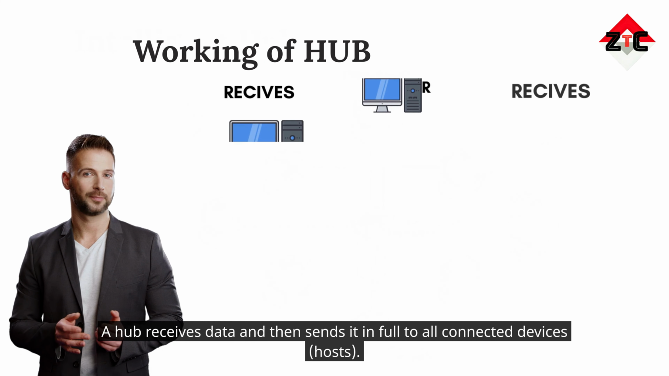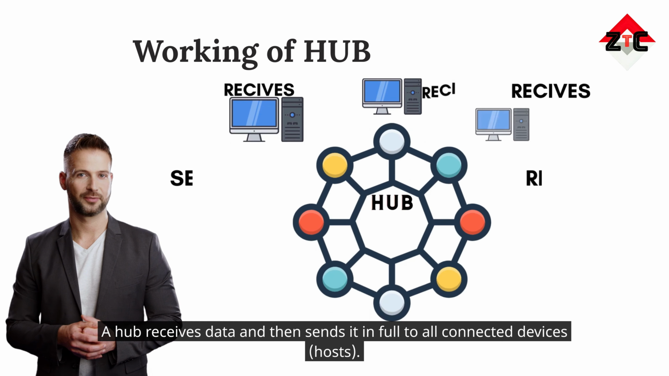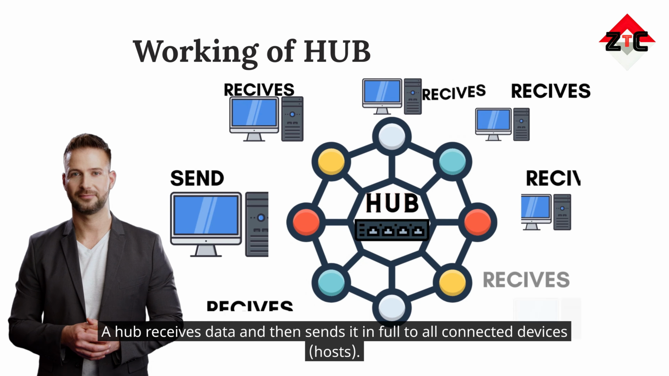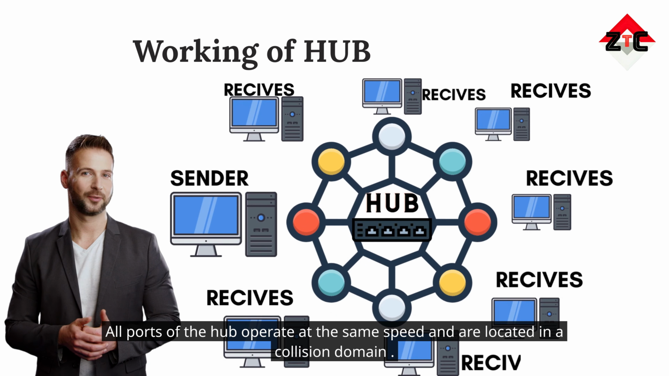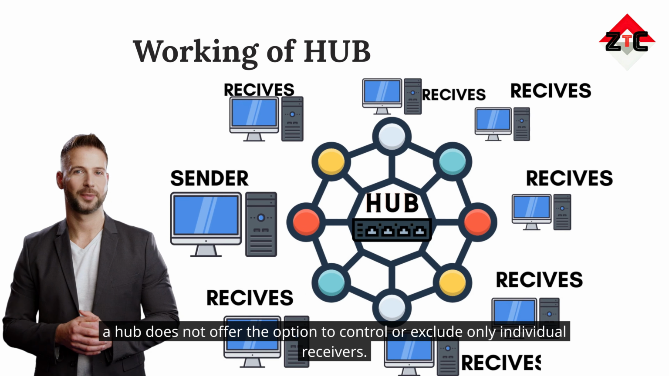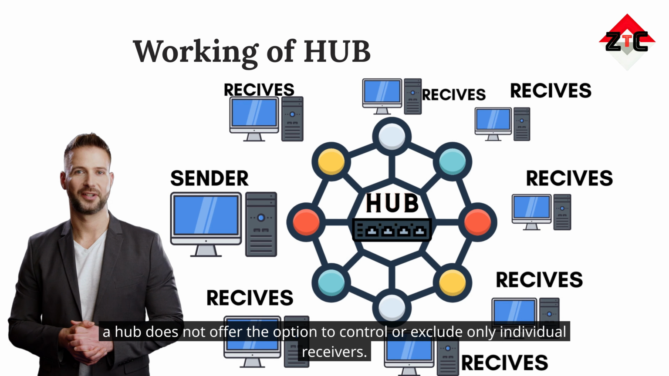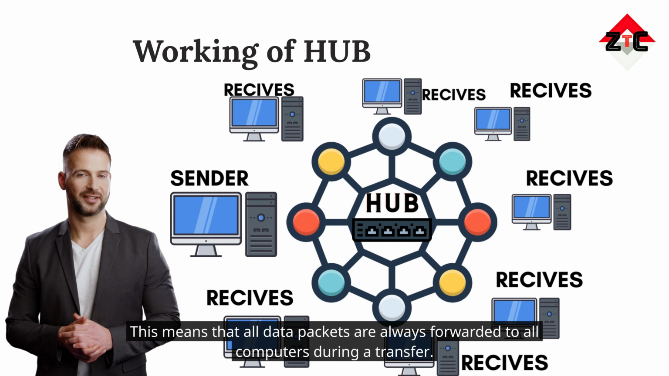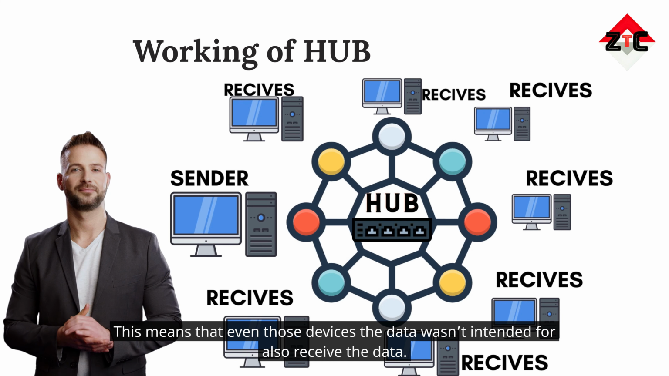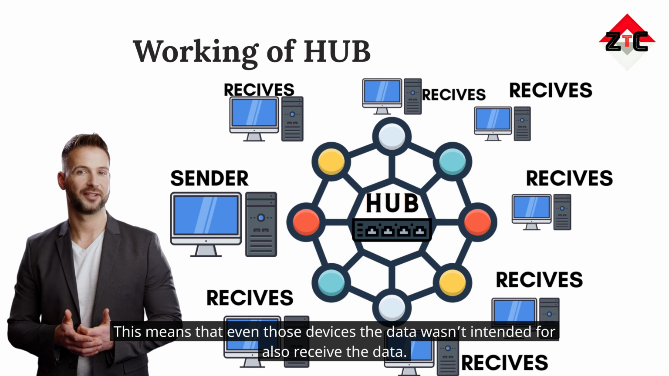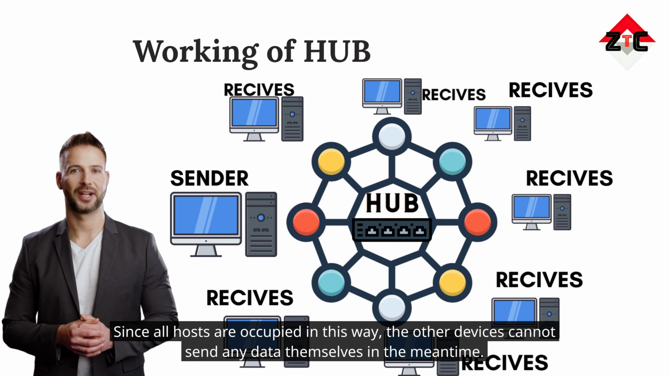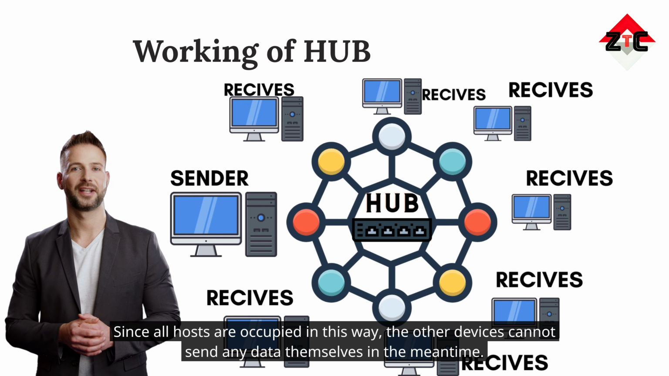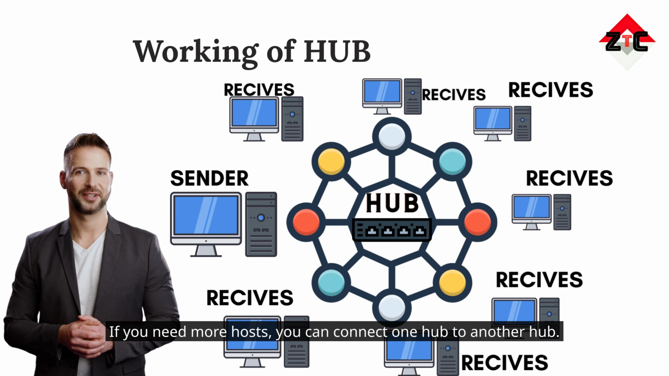Working of a hub. A hub receives data and then sends it in full to all connected devices, or hosts. All ports of the hub operate at the same speed and are located in one collision domain. A hub does not offer the option to control or exclude only individual receivers. This means that all data packets are always forwarded to all computers during a transfer. Even those devices the data wasn't intended for also receive the data. Since all hosts are occupied in this way, the other devices cannot send any data themselves in the meantime.